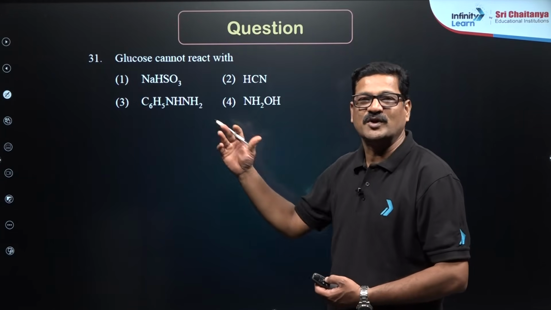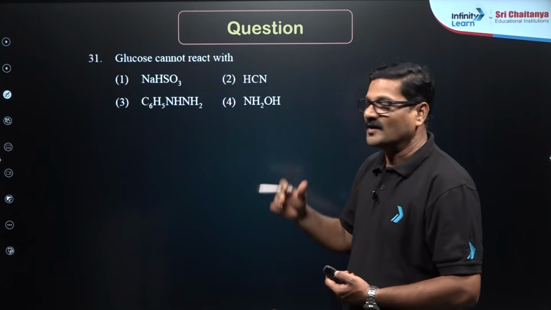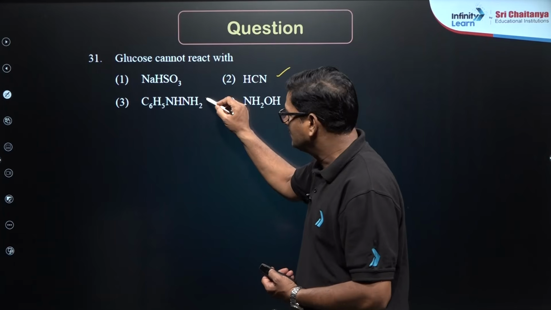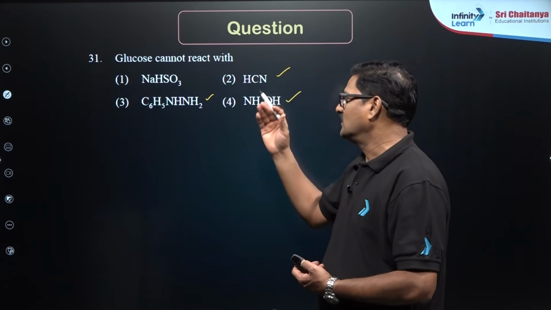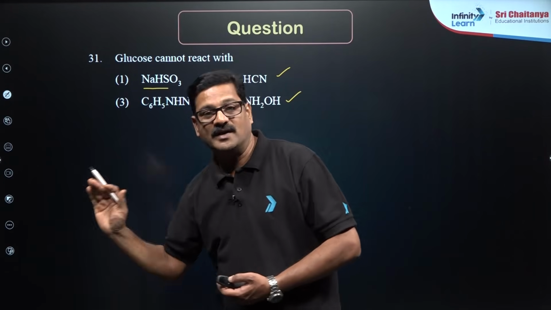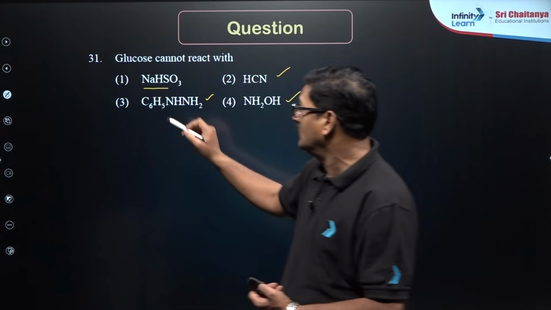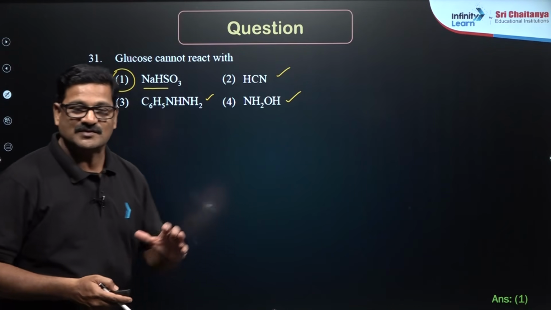Students, here is a simple question from biomolecules. Glucose cannot react with... Glucose can react with HCN and it can react with phenylhydrazine and hydroxylamine to form glucose oxime. Okay, and glucose does not react with sodium bisulfite despite having an aldehyde group. It is clearly mentioned in the NCERT. So, option 1 is the correct answer for this question.